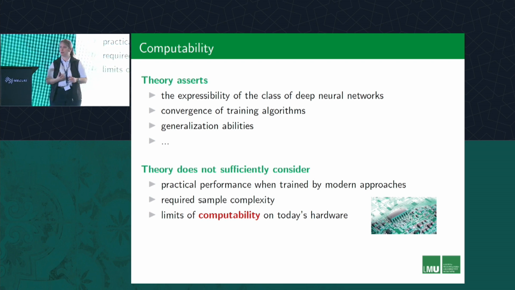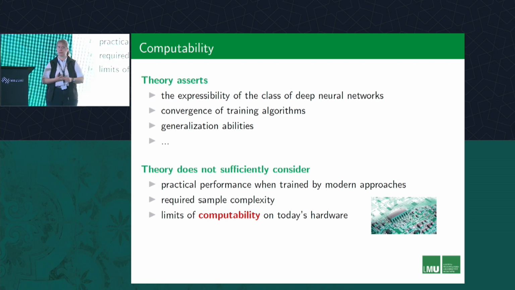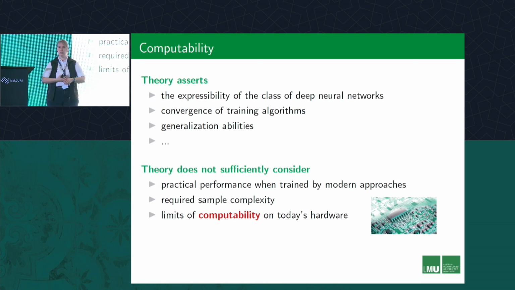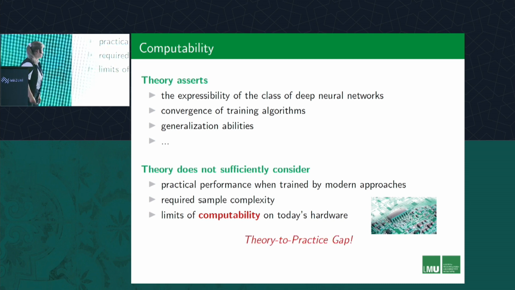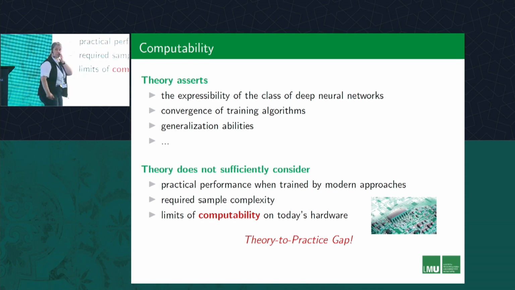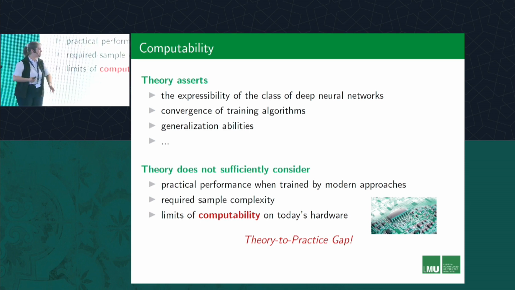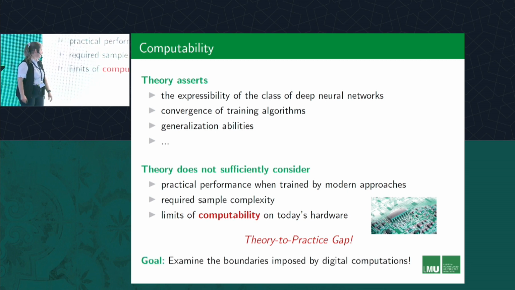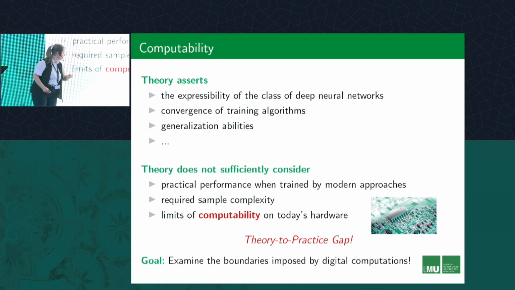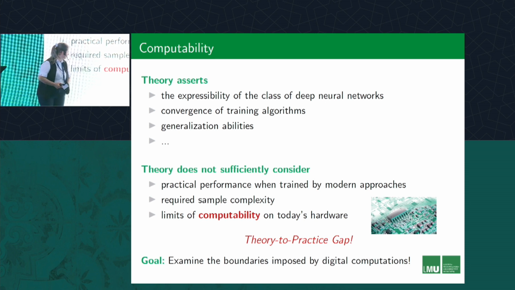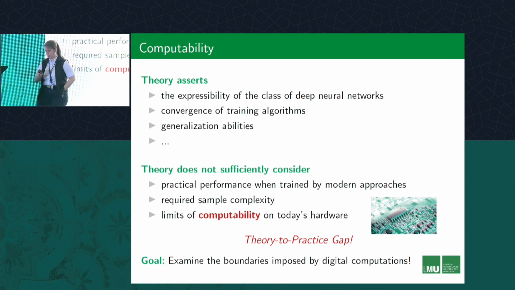Because I guess everybody of you has a laptop in front of you. This is a piece of digital hardware, certainly. GPUs are digital hardware. This is what we use all over the place. So there's a theory to practice gap in a certain sense. The theory is beautiful, but I think this is something which might need a little more attention in this direction. And so the question and the goal of the last part is to examine boundaries imposed by digital computers.